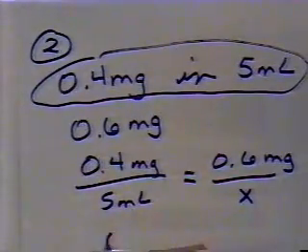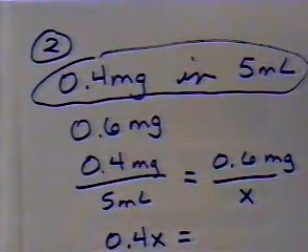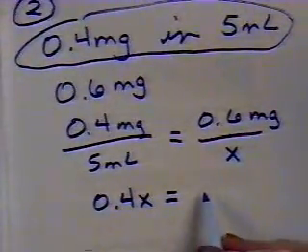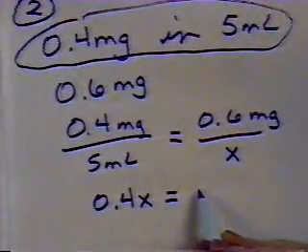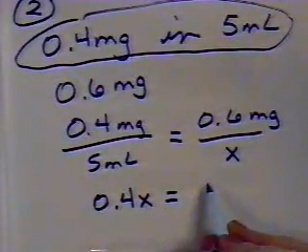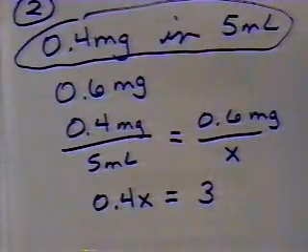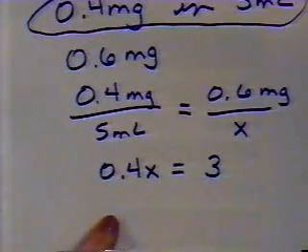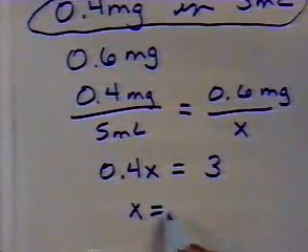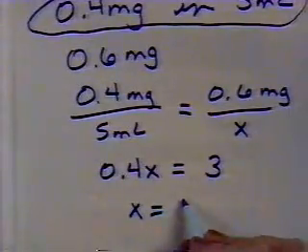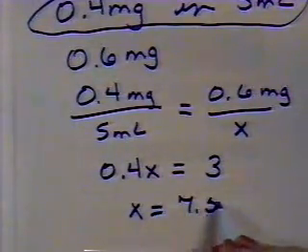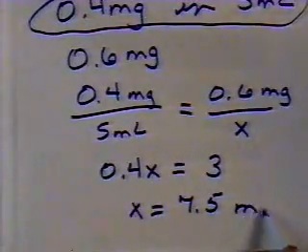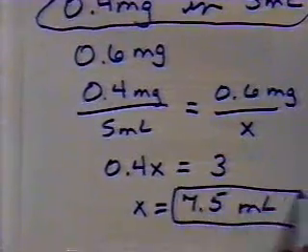So when I cross multiply, I have 0.4X equals 5 times 0.6. What do you get when you multiply that on your calculator? 3. Then we take our 3 and divide it by 0.4. And you get, this time X is across from milliliters, so make sure you label it milliliters.